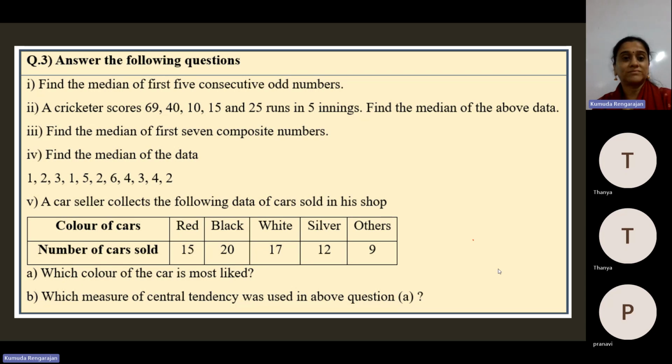Which one? Find the median of the first 5 consecutive odd numbers. So which are the first 5 consecutive odd numbers? 9. That's all. 1, 3, 5. Yes. 1, 3, 5, 7, 9 are the first 5 consecutive odd numbers.